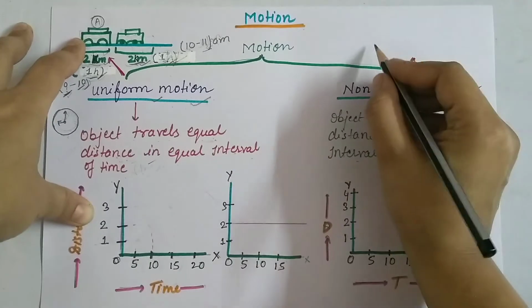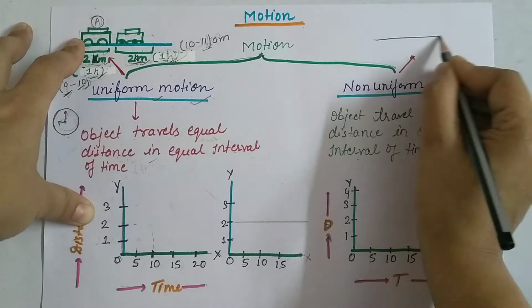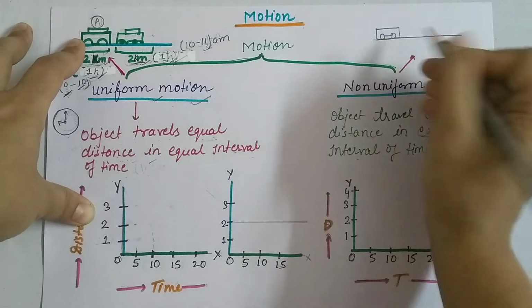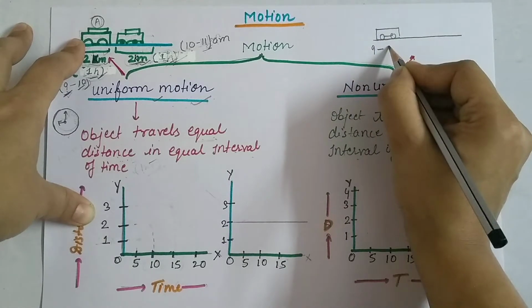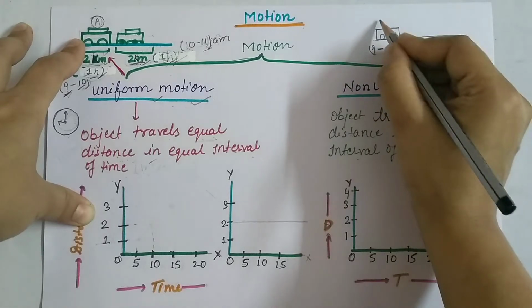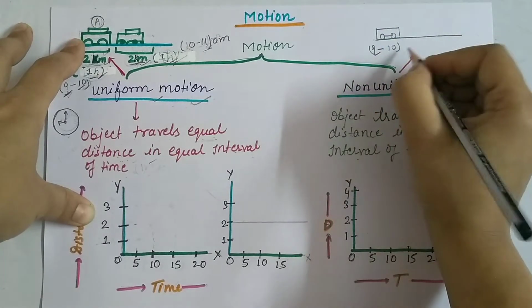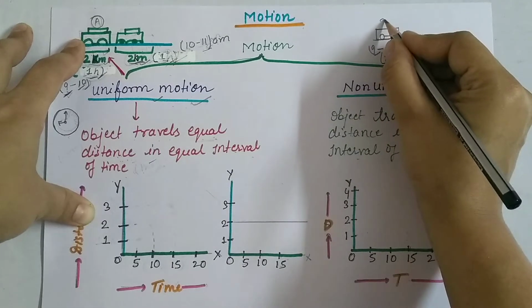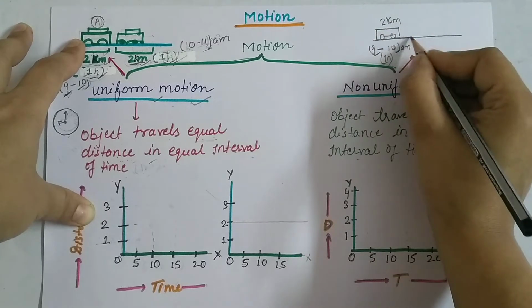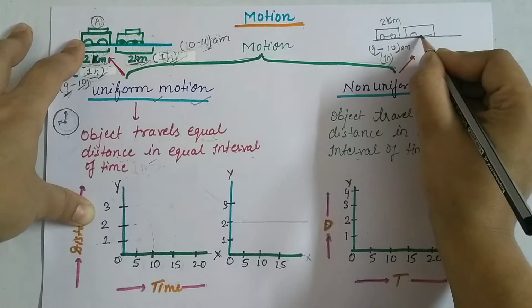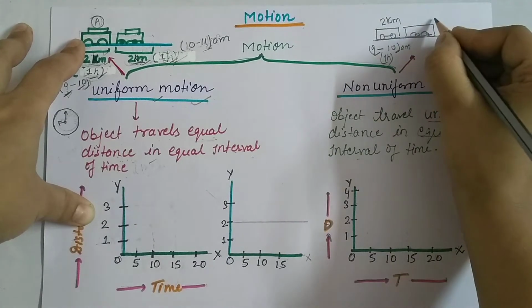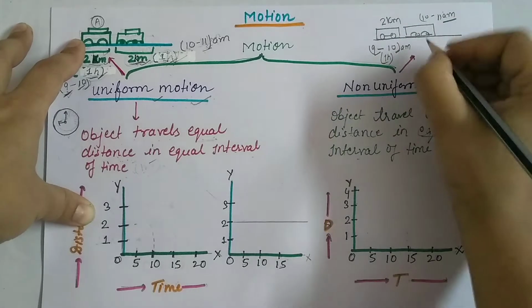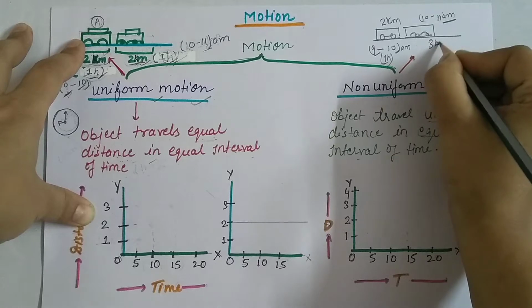So again take an example: here is the path and the bus is here. The bus is moving. At 9 a.m. the bus starts. At 10 a.m., when we check, in 1 hour the bus has traveled 2 kilometer. And again when we check the bus at 11 a.m., from 10 a.m. to 11 a.m., we found that the bus covered 3 kilometer.